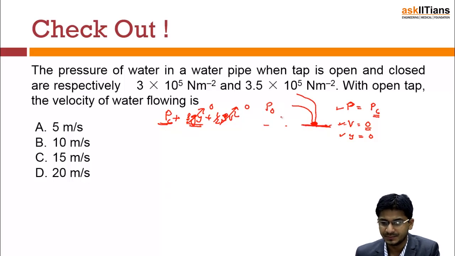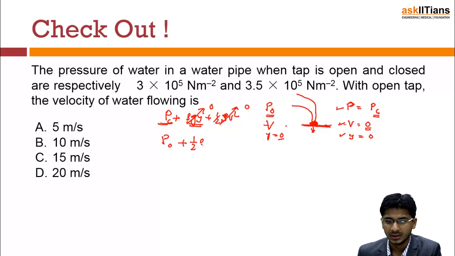Now when you open it, what will happen? The pressure will become, let's denote this by P naught, pressure open, and then it will have some velocity. It is moving with velocity v. Again, considering the liquid at the same height, y is again 0. That means if you apply Bernoulli's equation, you have P naught plus half rho v square, because now v is finite and this is again 0. Now these two have to be equal from Bernoulli's equation. So if you equate these two, you have Pc is P naught plus half rho v square.